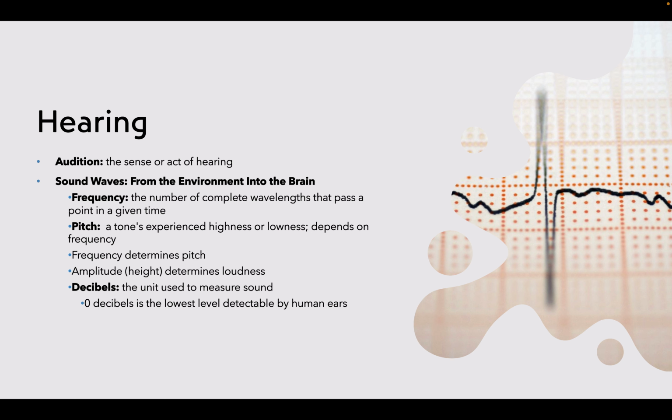So frequency determines pitch, and amplitude or height determines loudness. Decibels is the unit used to measure sound. 0 decibels is the lowest level detectable by human ears. Those are just general things that are important to know in terms of hearing, just as we go forward. Decibels is how we measure sound, and frequency and pitch are related. Frequency determines pitch. Amplitude, or the height, determines loudness.